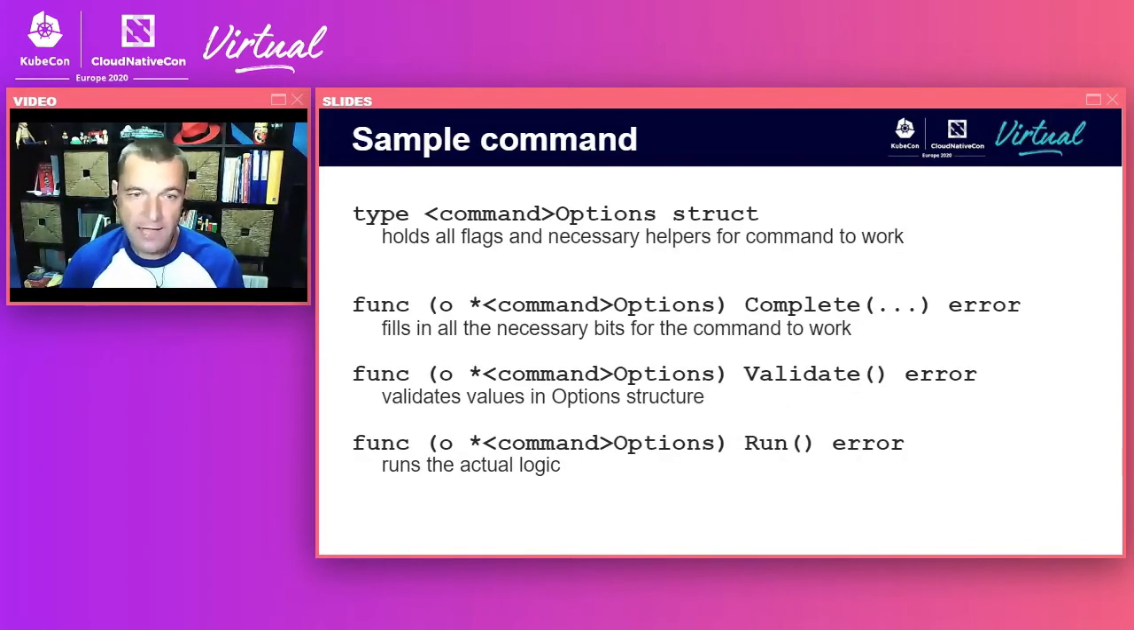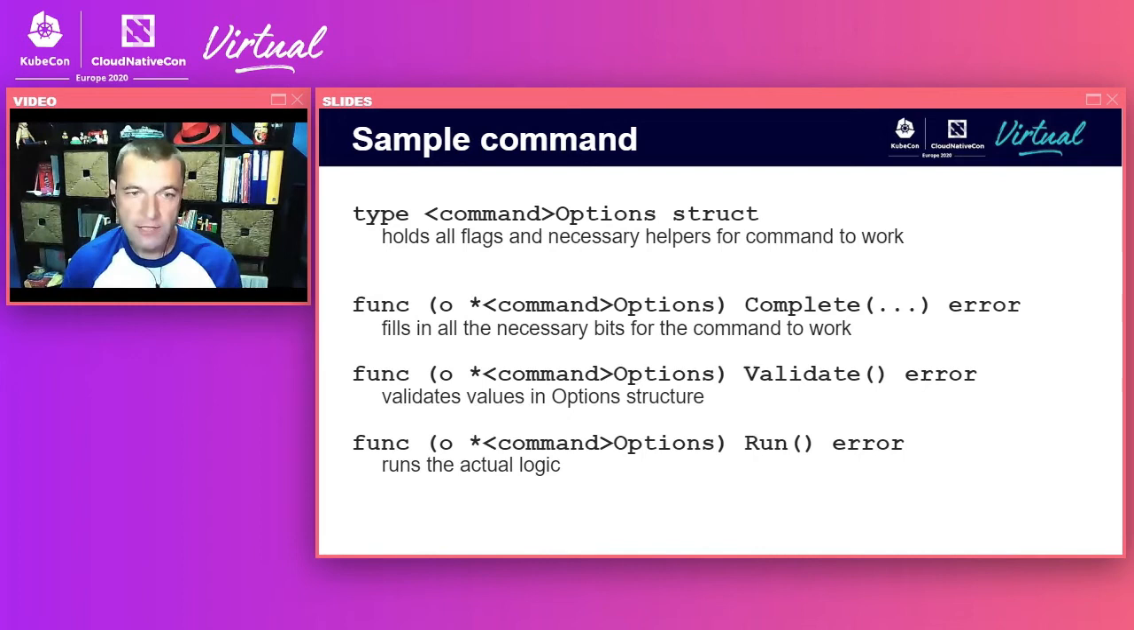So if you look at any of the commands, and I'll show you examples in a bit, you'll notice 4 elements of every command that will repeat throughout the commands. There will usually be an options structure, which will hold all the flags, all the necessary helpers for that particular command to work. For example, the annotate command will have an annotate options structure. The label command will have a label options structure, and so on and so forth. The structure will be accompanied by 3 or sometimes 2 methods.